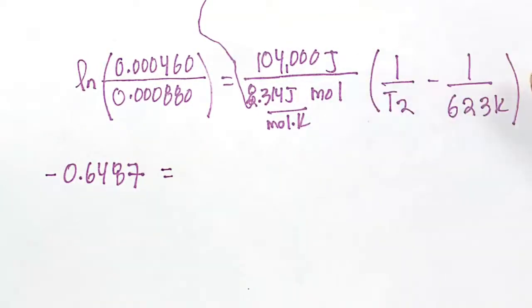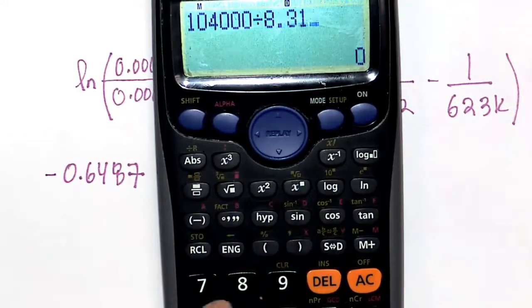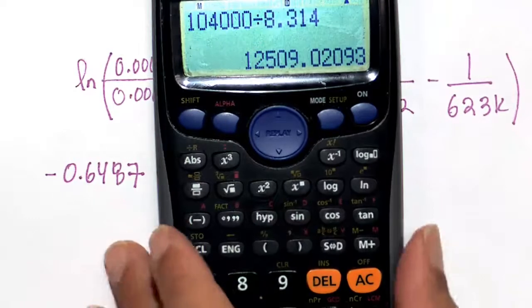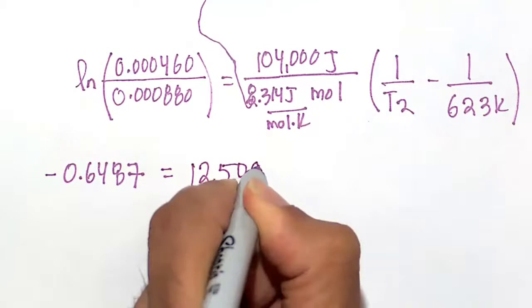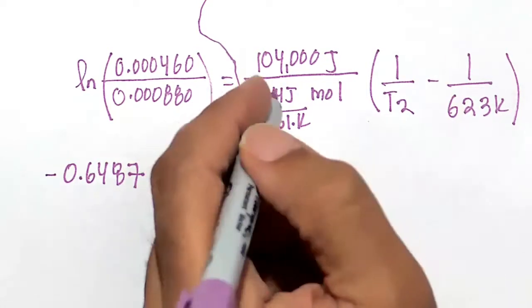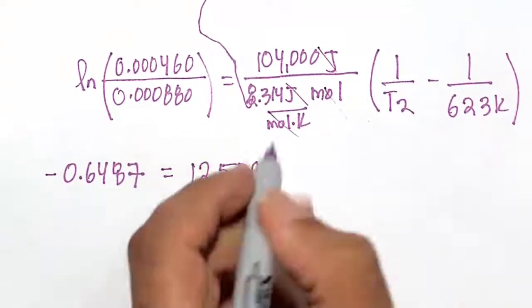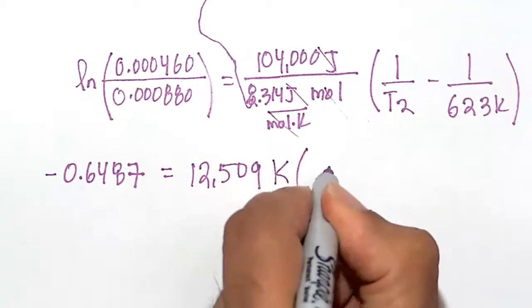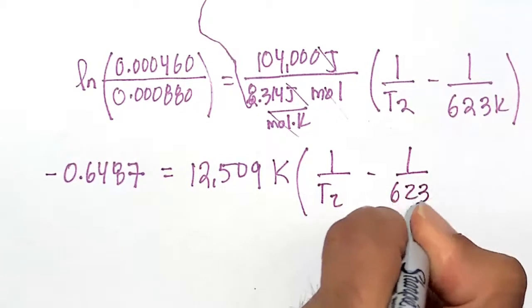104,000 divided by 8.314, and that's 12,509. So let's put that in here. As far as units are concerned, you can put everything without units with your work, and then once you get your answer, put the units back in. That's definitely an option, or you can just take the units along for the ride. Okay, so that times 1 over T2 minus 1 over 623 Kelvin.